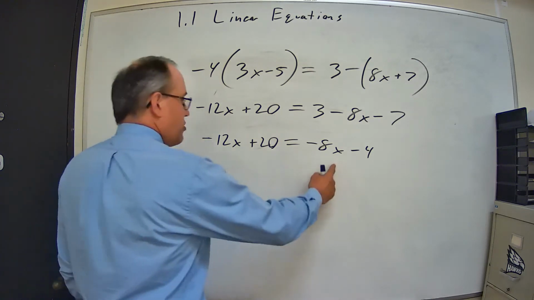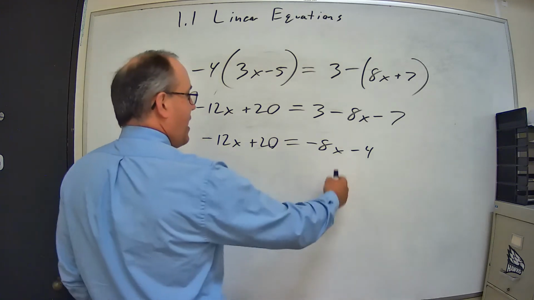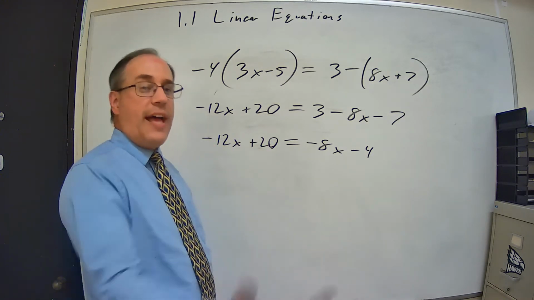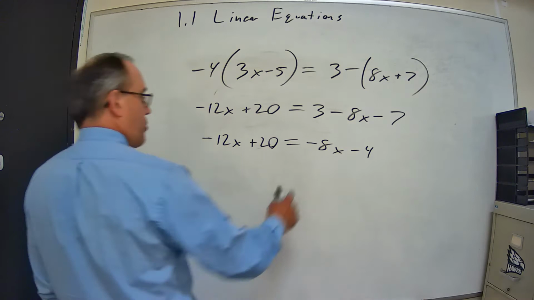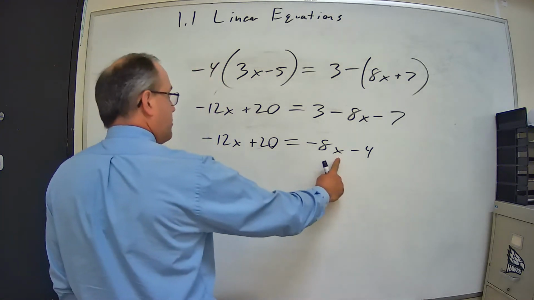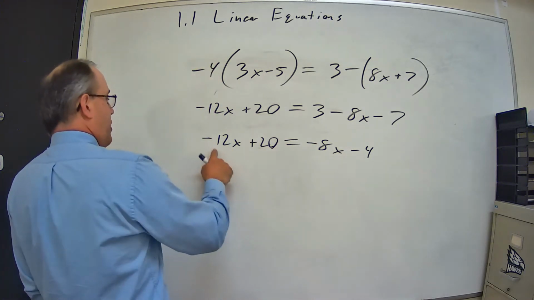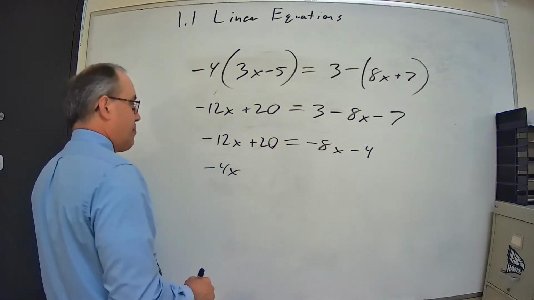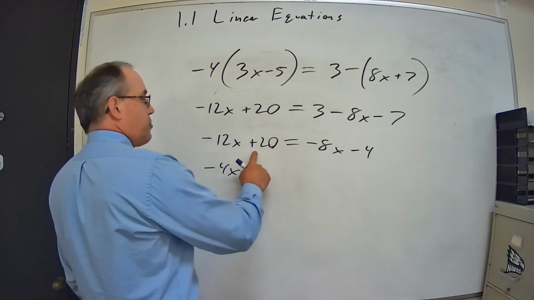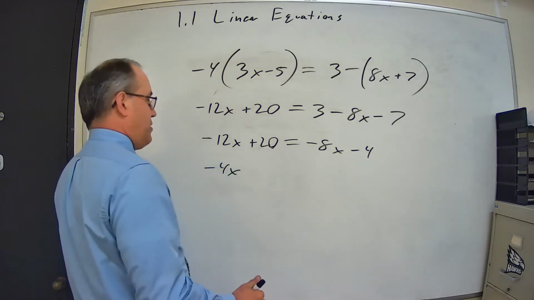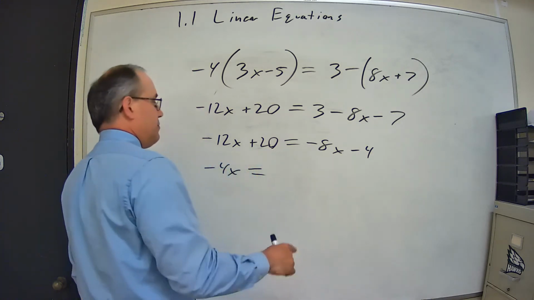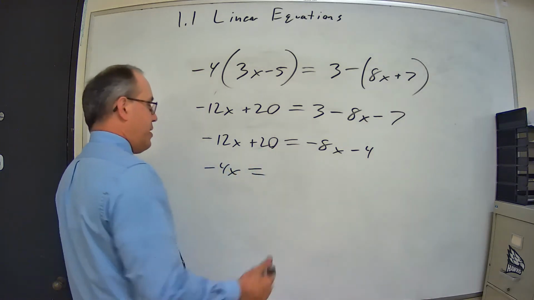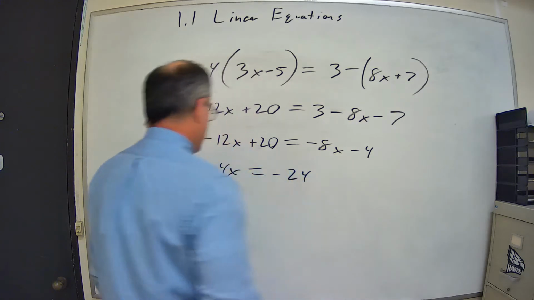We're going to get the x's over to the left-hand side, so I'm going to add 8x to both sides. Remember, the addition rule says if you add the same thing to both sides, you get an equivalent equation. Negative 12x plus 8x gives me negative 4x. I'm going to subtract 20 from both sides. Negative 4 minus 20 gives me minus 24.